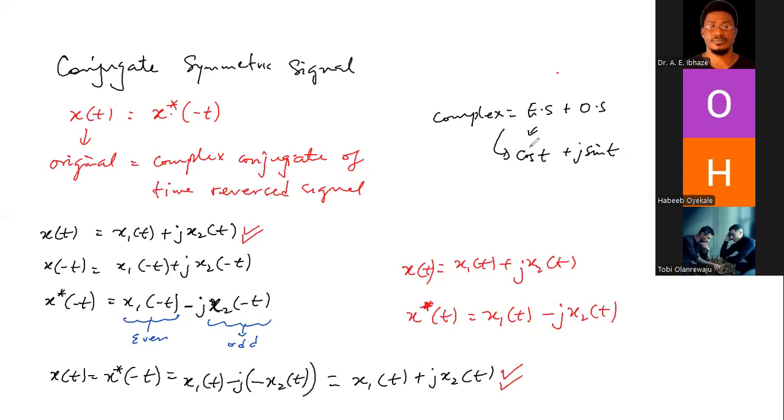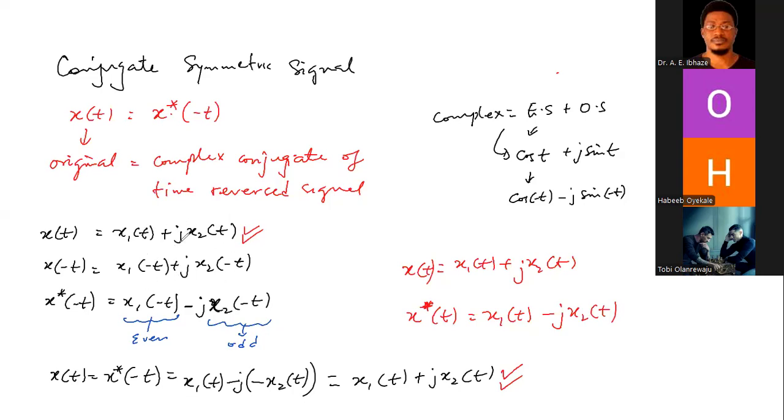Yes, sir. And we are saying that this is the same as the sum of even and odd components. And we already know that this is also the same as cos(-t) minus j sin(-t), right? Because if we perform the time reversal, then the negative comes out, right? So what we are dealing with here is the same.